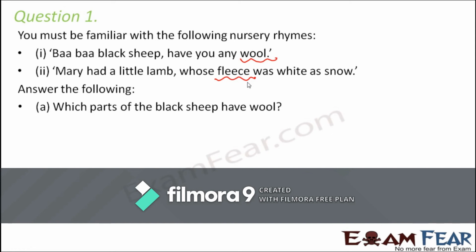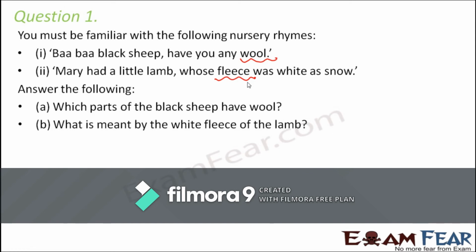Now there are a few questions for you. Which parts of the black sheep have wool? By now I think we know this. The outermost covering. A sheep has a woolly covering outside its body. Basically on the skin they have hair all over their body. How do we get wool from the sheep? The entire woolly covering along with a very thin layer of skin. What is meant by white fleece? What is the meaning of fleece? Fleece is nothing but the hair of the lamb, the woolly covering of the lamb.